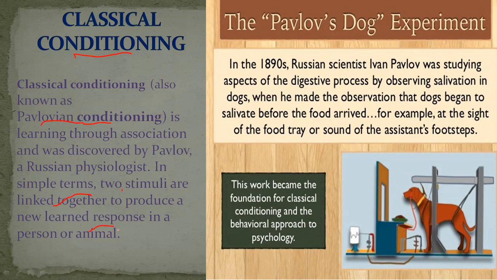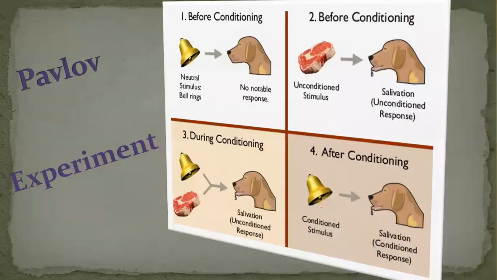In his experiment in 1890, the scientist Ivan Pavlov studied different processes on the salivation of dogs. He observed that the dog began to salivate before the food arrived, for example at the sight of the food tray, the sound of the assistant's footsteps, or the ringing of a bell. He tried many conditions, the bell, meat, and so on, for the salivation of the dog.